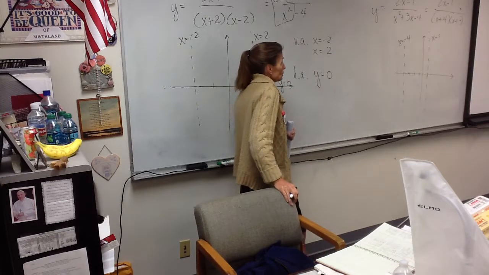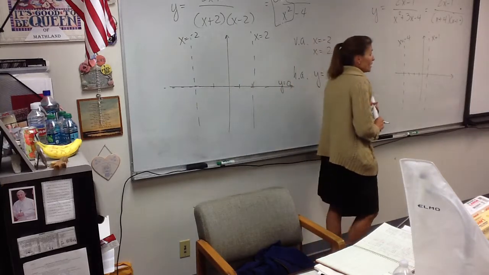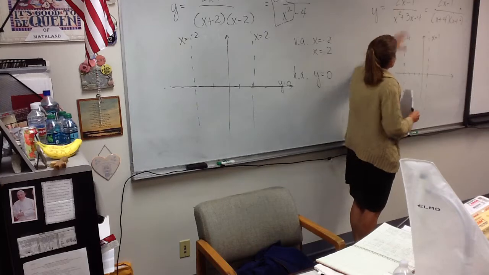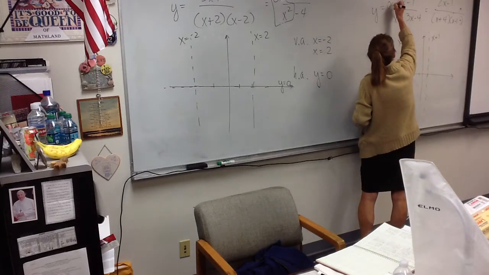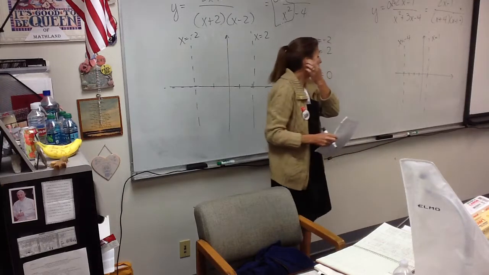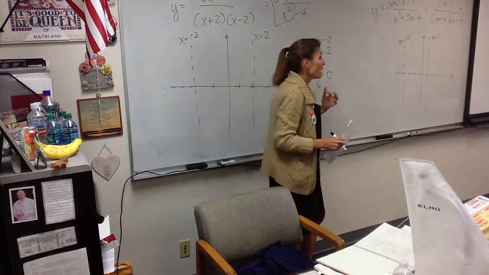Now, let's talk about horizontal. This is another one of the tricky ones. It's going to be y equals 0 again, because like Gibran said, the power on the bottom is bigger.